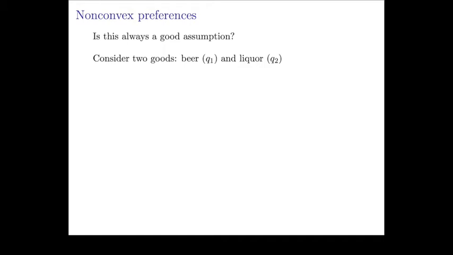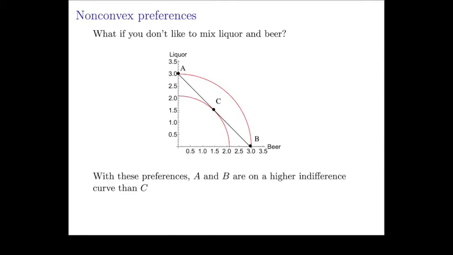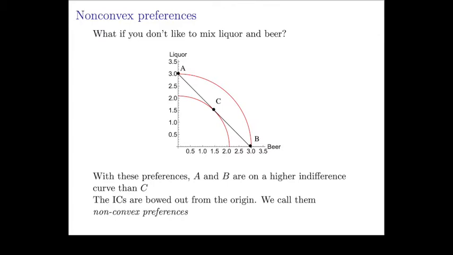So think of two goods, beer and liquor, Q1 and Q2. Convexity implies that if you compare three bundles, A, B, and C, and let's suppose you were indifferent between A and B, then if you take some C that's on the line between A and B, convexity says that you have to think that C is a better bundle than both A and B, which might not be true. What if you don't like mixing the two? Well, in that case, your preferences might look more like this. In this case, A and B are on a higher indifference curve than C. Now, these indifference curves are going to be bowed away from the origin. And we call them non-convex preferences.